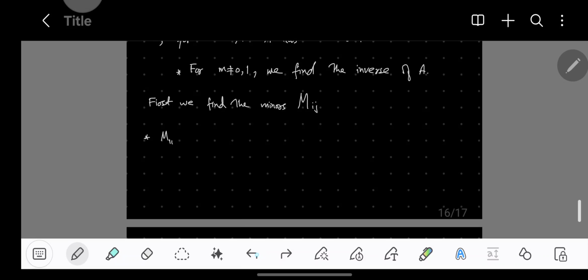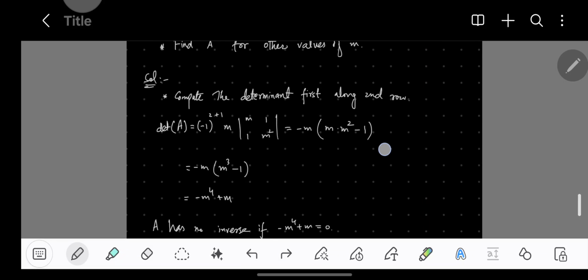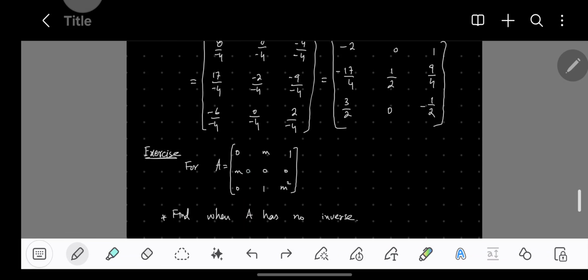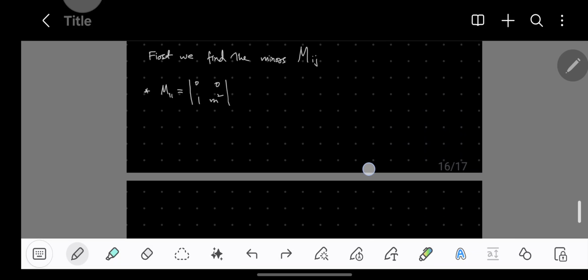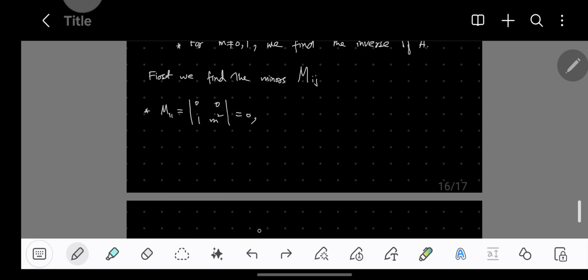So first of all, we will find the first minor m11. You know how to find the first minor. The first minor can be seen by deleting this row and this column, and we will end up with this. So the first minor is 0.